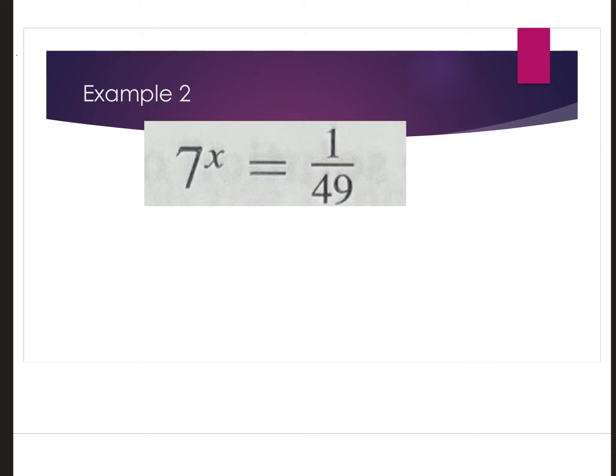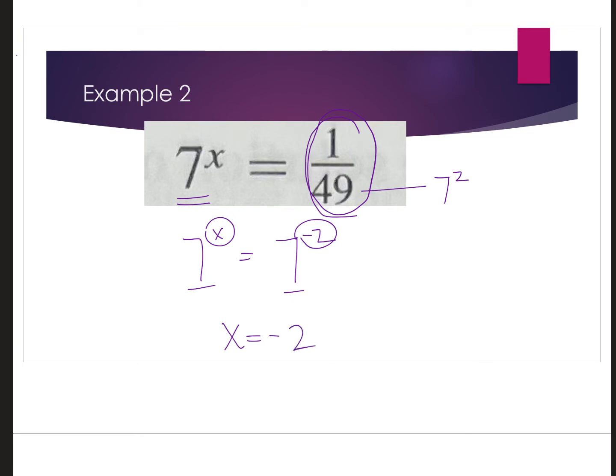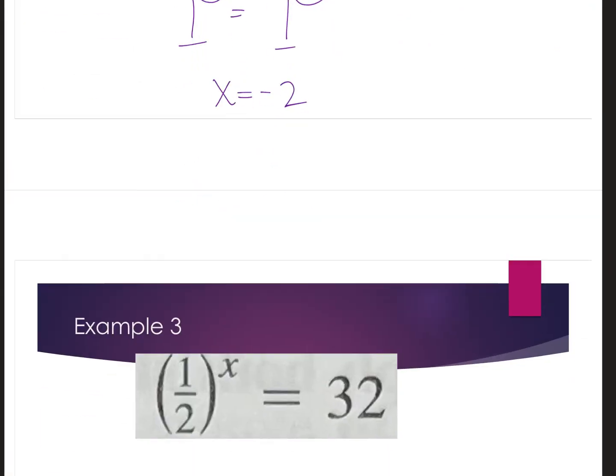Okay, again, let's try another one. So I guess the question is, can I write this side in base 7? Because if I can get the bases to be the same, then all I have to worry about is the exponents. So I know that 49 is 7 squared, but because it's in the denominator, I'm going to write that as 7 to the negative 2. And again, yes, you can use a calculator, just don't use it to solve. You can use it to check exponents, though, and if you type in 7 to the negative 2, you will get 1 over 49. So now that these bases are equal, that means that these exponents have to be equal. All right, so x equals negative 2.